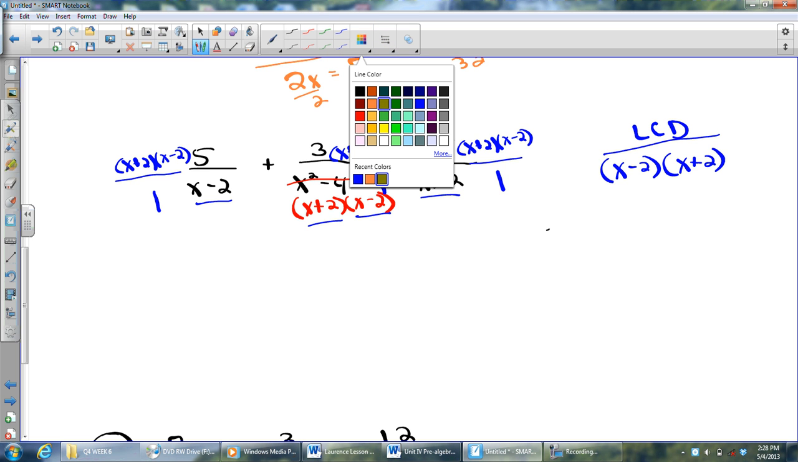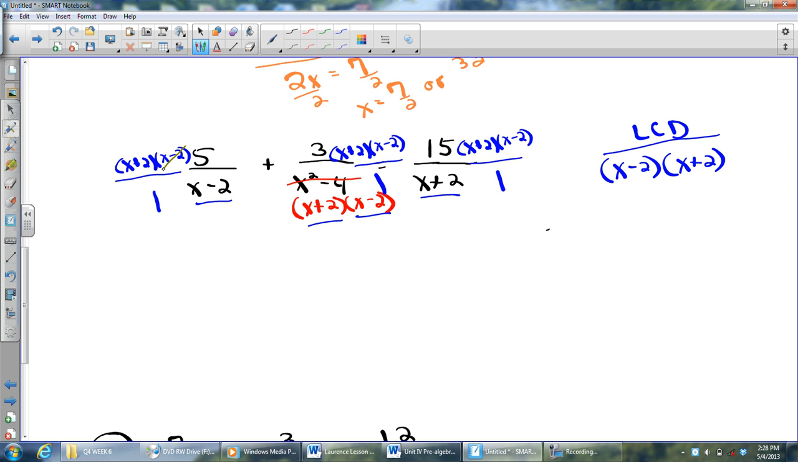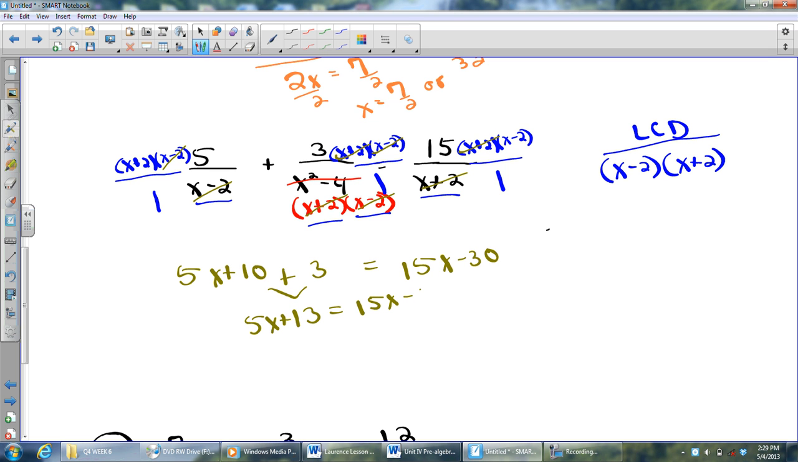Oh, there's an ugly color to cancel with. Looks like the minus x minus 2's will cancel, and I'll be left with 5 times x plus 2. Wouldn't that be 5x plus 10? And here are the plus 2's and the minus 2's, and I'll be left with a plain old 3. And over here, the x plus 2 will cancel, and I'll get 15x minus 30. All right, my like terms are these two, 13, so I have 5x plus 13 and 15x minus 30.